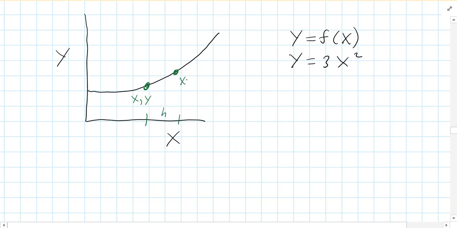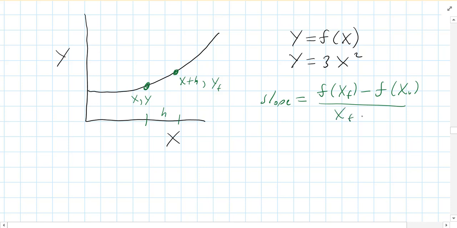So this would be x plus h, and then we'll just call this y final, okay? And they would have said, okay, start by using those things, find the slope between those 2 points, okay? So slope is rise over run. Now, you guys know that is y final minus y naught, or y2 minus y1 over x2 minus x1. Okay, but really, it's the function of x final minus the function of x naught over x final minus x naught.